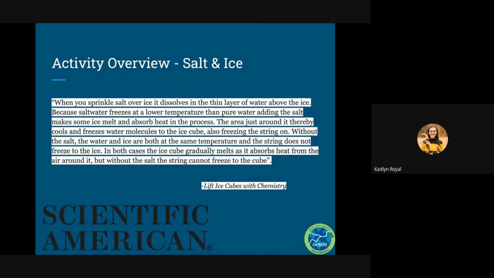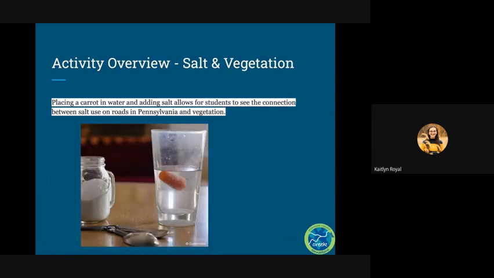There are two activities that follow this PowerPoint. The first is using salt added to ice to see how it lowers the freezing point of water. The second is placing a carrot into salt water to see the connection between salt use and vegetation.